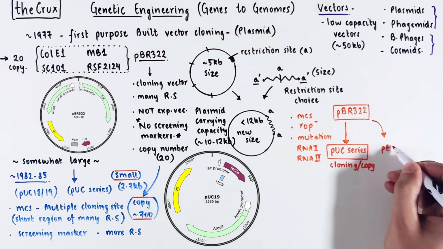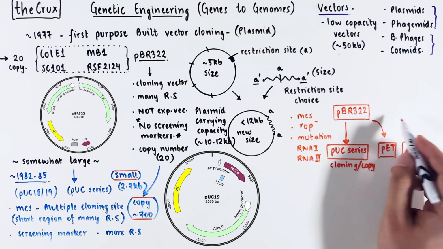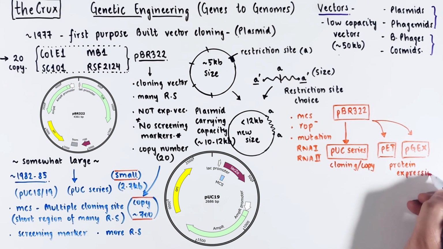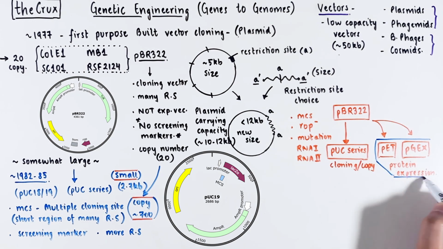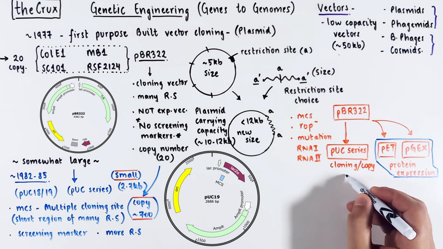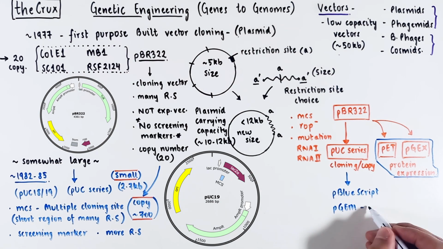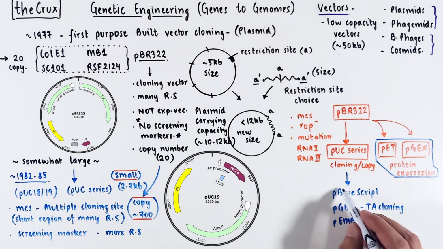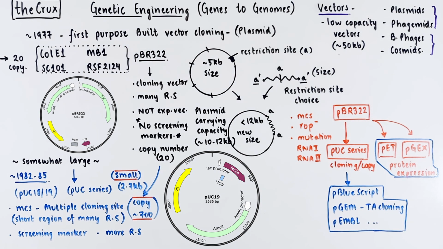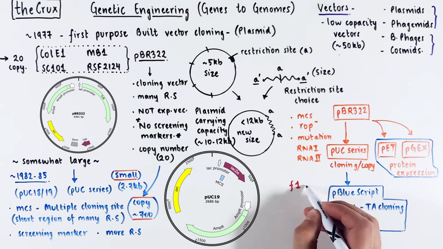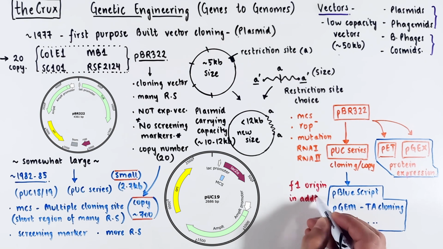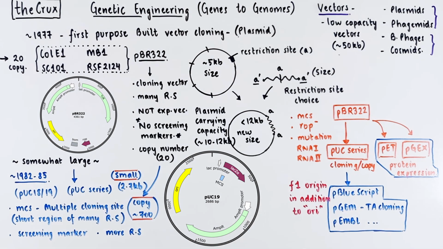From pBR322, many derivatives exist that can be constructed to drive protein expression. I will discuss them when we get to the video about cloning genes and protein expression. From pUC19, a new family of vectors was developed. This includes BlueScripts, pGEMs used for TA cloning, EMBL vectors, and many more. BlueScripts are most commonly used out of these. They have an F1 bacteriophage origin of replication in addition to pUC19 origin.